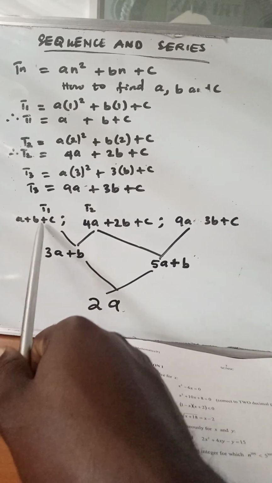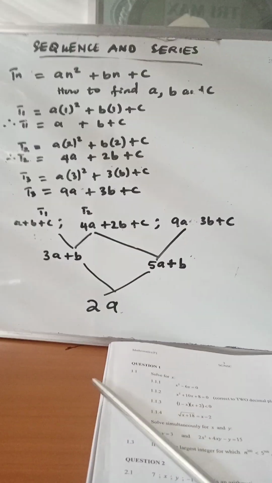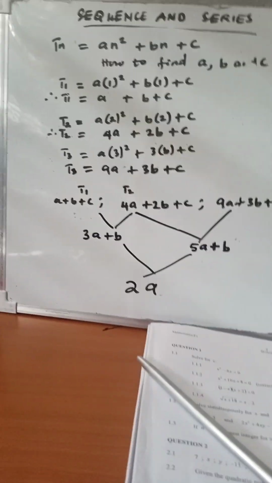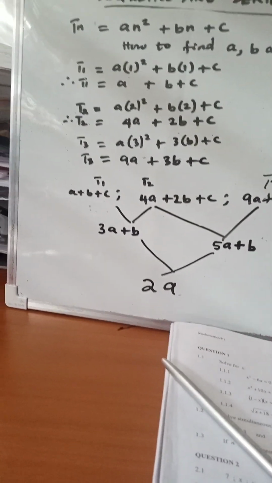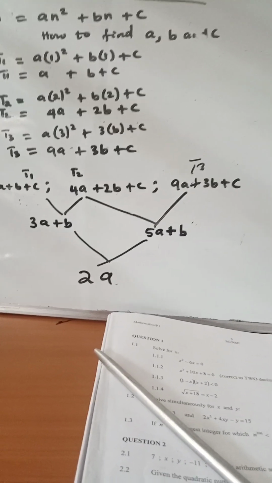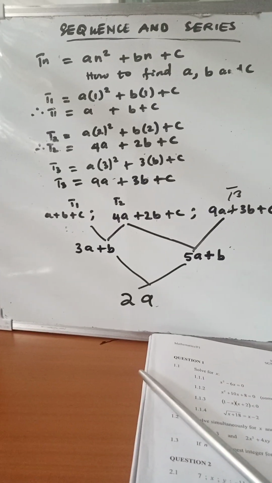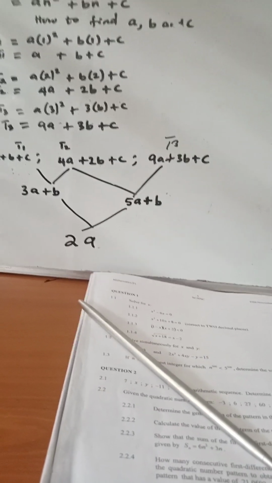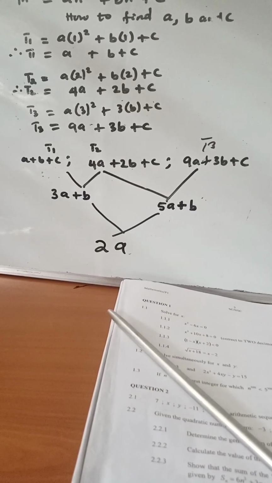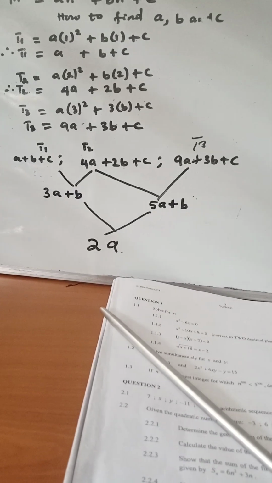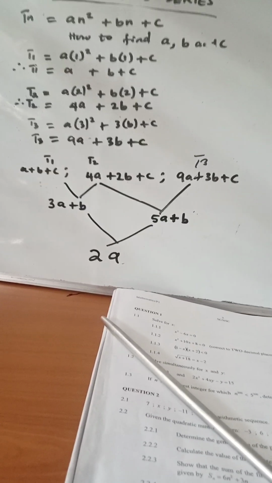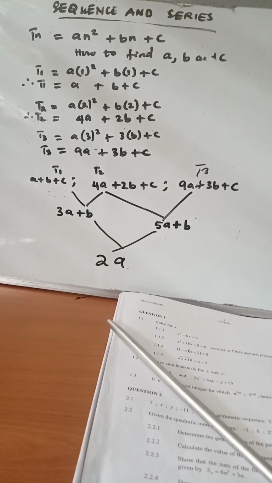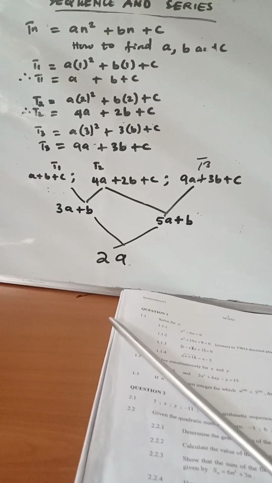From there, I arrange it as a sequence: term 1, term 2, term 3. So we have a plus b plus c as term 1, 4a plus 2b plus c as term 2, and 9a plus 3b plus c as term 3. When you pair them, it's T2 minus T1 and T3 minus T2. It's a quadratic number pattern, so the first differences represent a linear pattern.